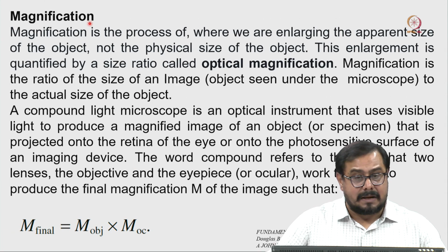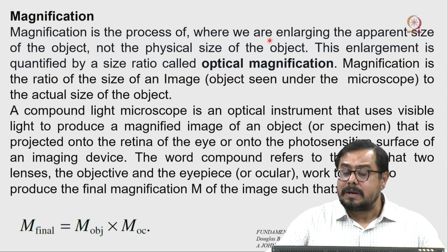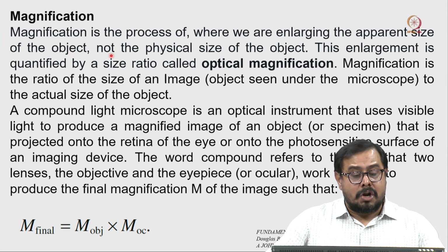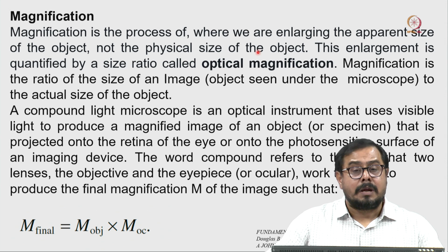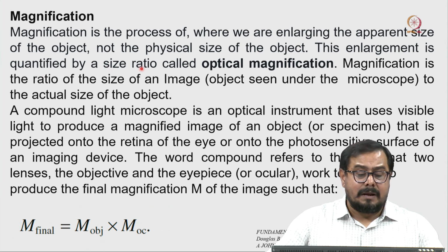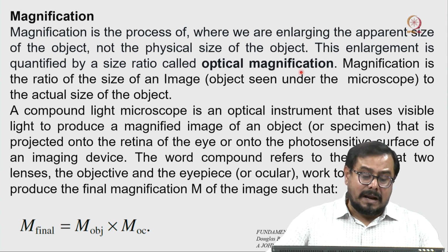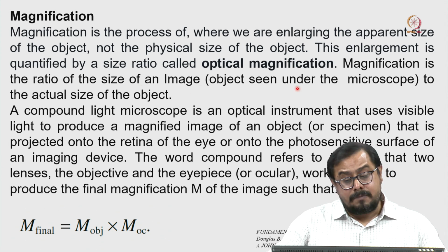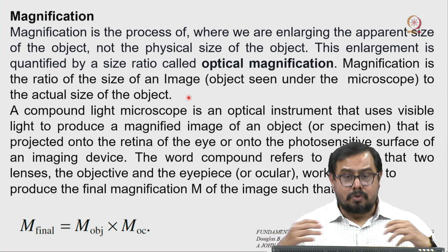First we will discuss magnification. Magnification is the process by which we can enlarge the apparent size of the object, not the physical size of the object. This enlargement is quantified by the size ratio called optical magnification. So magnification is the ratio of the size of an image of an object seen under the microscope to the actual size of the object. So what does it mean?